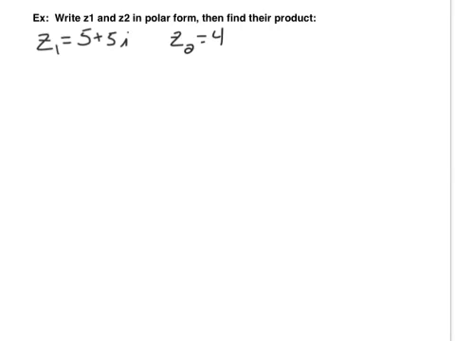Sometimes you have to write it in polar form first. You're not given the value in polar form. So in this case, we're going to write these two complex numbers in polar form and then find their product using the rule we just derived.